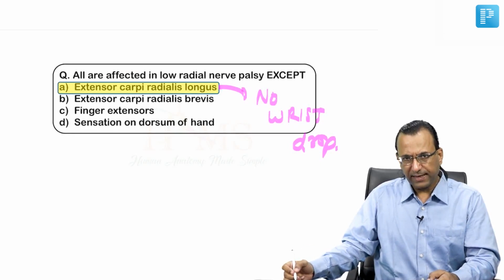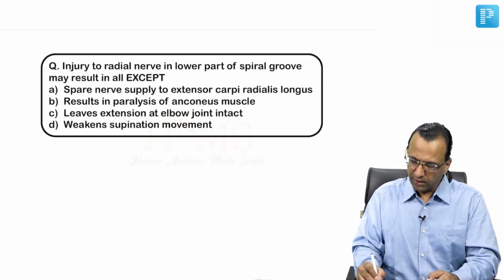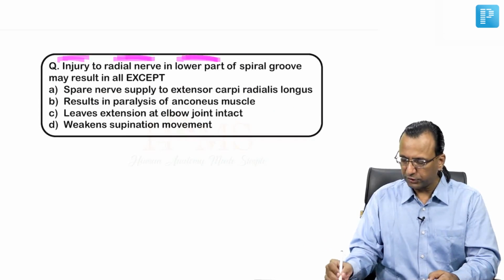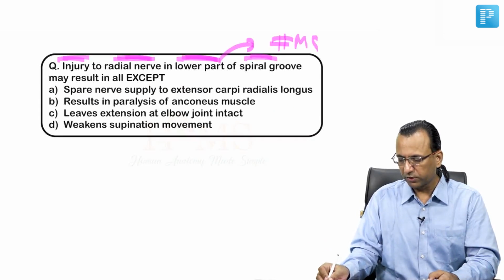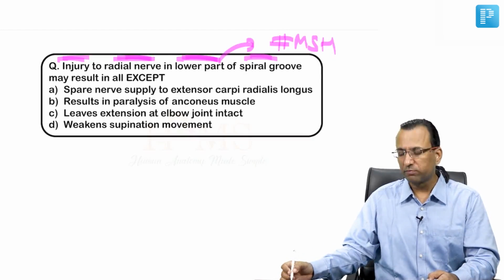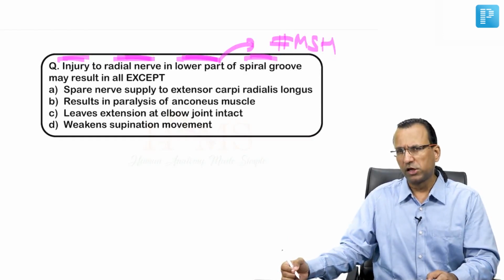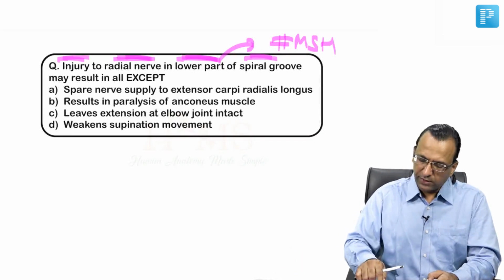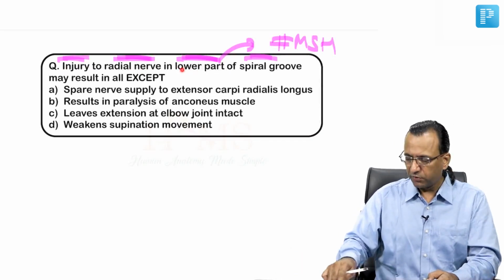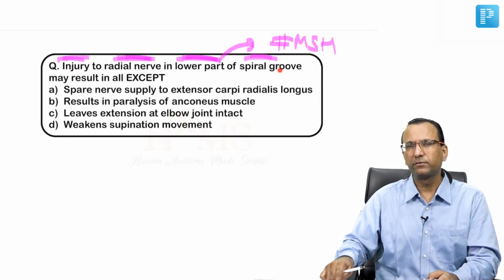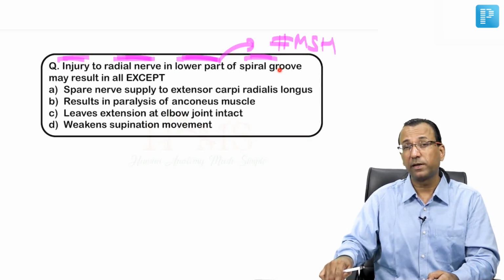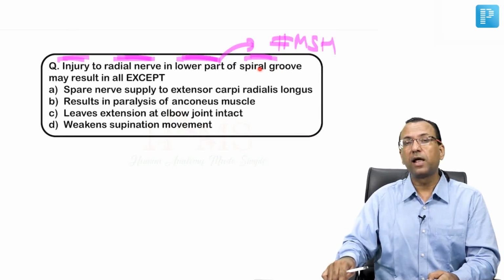Keep that answer. And what about this? Injury to the radial nerve in the lower part of the radial groove, which is something like fracture mid-shaft humerus. I told you fracture mid-shaft humerus may or may not involve the branch to anconeus, but triceps is always spared and ECRL is always paralyzed. Anconeus may or may not be paralyzed. Triceps is already supplied, it is spared, but ECRL is paralyzed, leading to wrist drop.